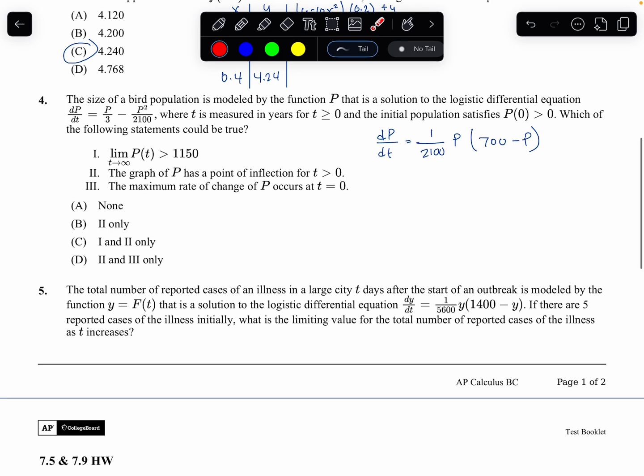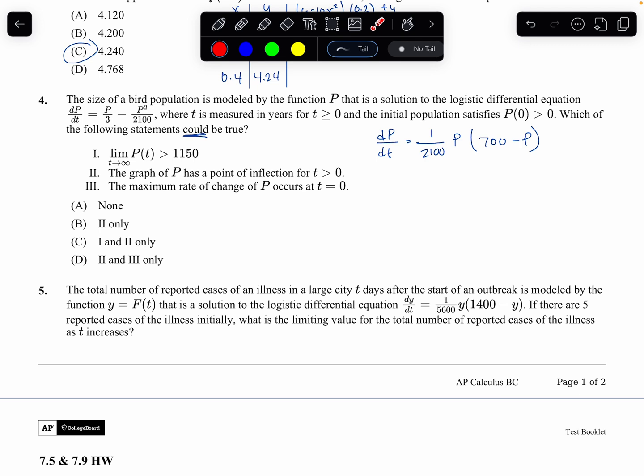Okay, now where t is measured in years, the initial population satisfies that our initial population is greater than 0, not equal to 0. Which of the following statements could be true? So could be true.